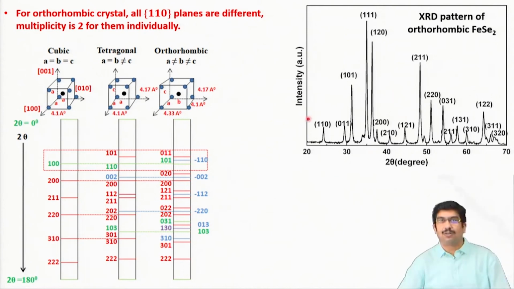If you see this orthorhombic crystal structure here for iron selenide, you will see 110, 011, 101. For cubic, all of them are the 110 type family of planes, but for an orthorhombic system you get them completely separately. 110, 011 and 101 all give separate crystalline peaks because they are separate planes. Obviously, their multiplicity factor is also different in this case. The multiplicity factor for each of them is 2. So that is the effect of the multiplicity factor in determining the absolute intensity of various planes.